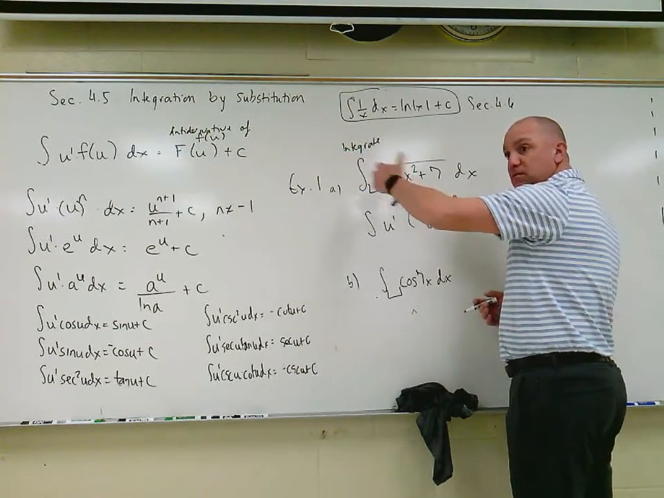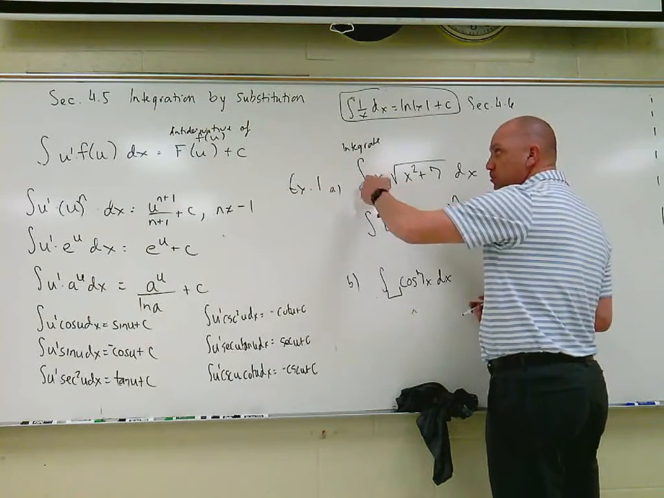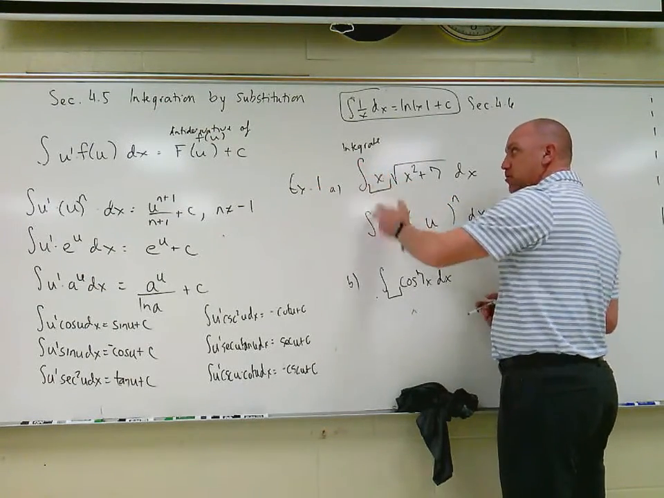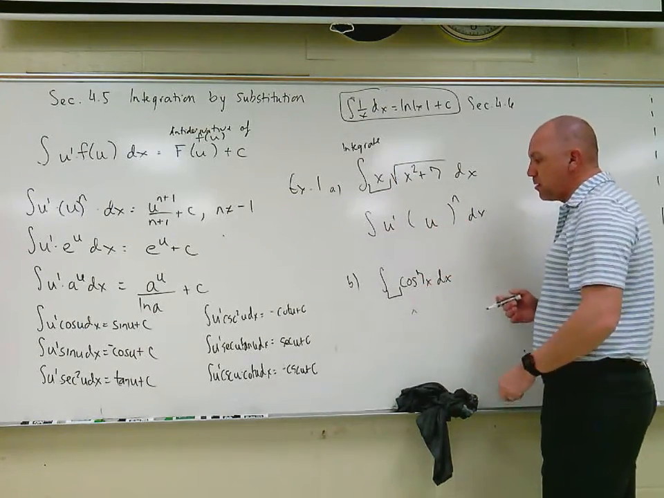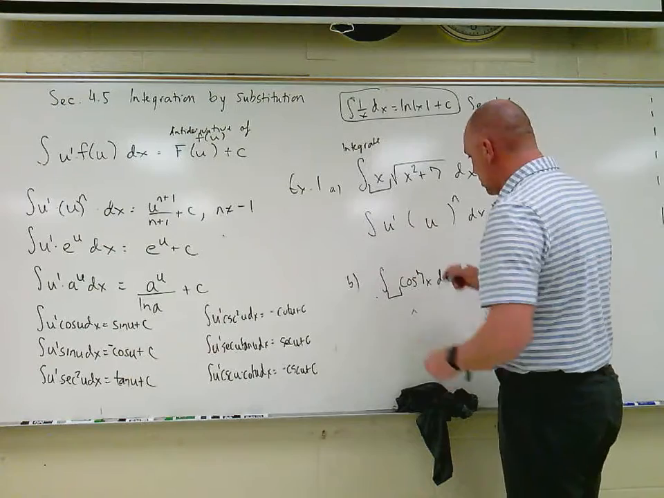Because you gotta balance it. 1 over. Yeah, 1 over. So if you put a 2 here, you gotta put a half out there. You put a 5 here, you gotta put a 1/5. So just see if you can remember how to work these using your rules.